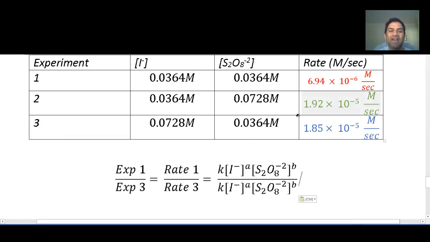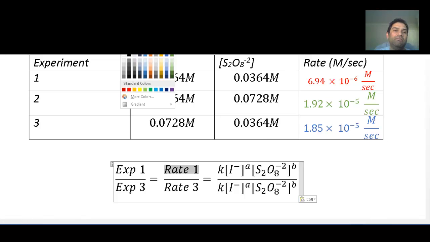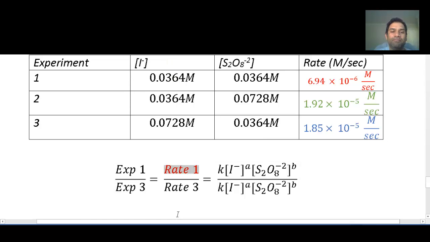So comparing these, remember rate is equal to K times the reactants, each raised to their order. So that's the rate law for experiment 1. The rate law for experiment 3 is exactly the same. The only thing different is the concentration. So let's start plugging stuff in. Rate 1 is going to be this rate in red, so I'll highlight rate 1 in red. And then rate 3 is going to be in blue, I'll highlight that one in blue.